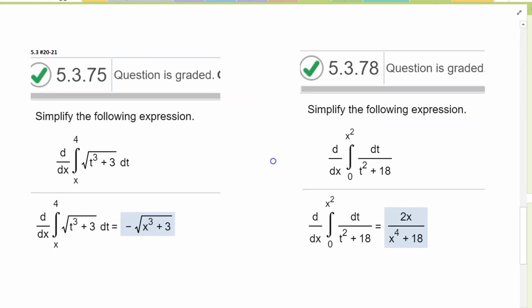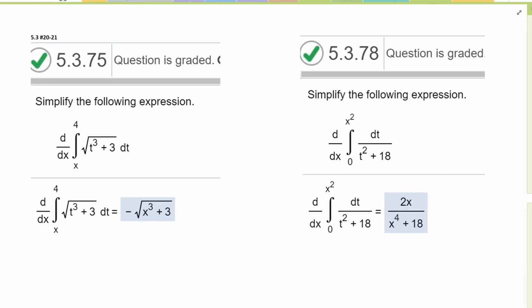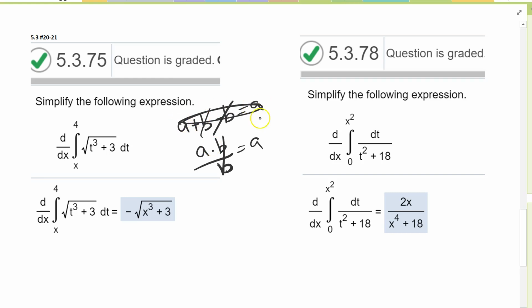In 5.3, 20 and 21, this is really playing the benefit to calculus here. These are inverses of each other. If I said A plus B and then minus B, that's going to be A. Or A times B then divided by B, that's A. These are inverses of each other. They can cancel each other out, and you get what you originally started with. The derivative is the inverse of the integral.